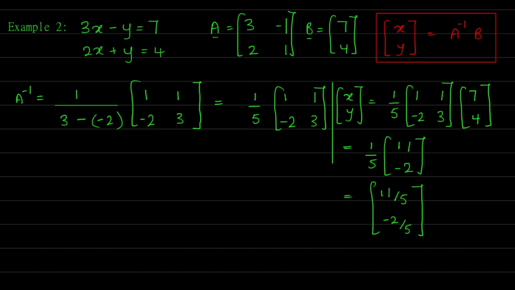Then we simply compare these terms. The top term is x, and therefore we have x equals 11 divided by 5, and y, which is the bottom term over here, is equal to minus 2 by 5.